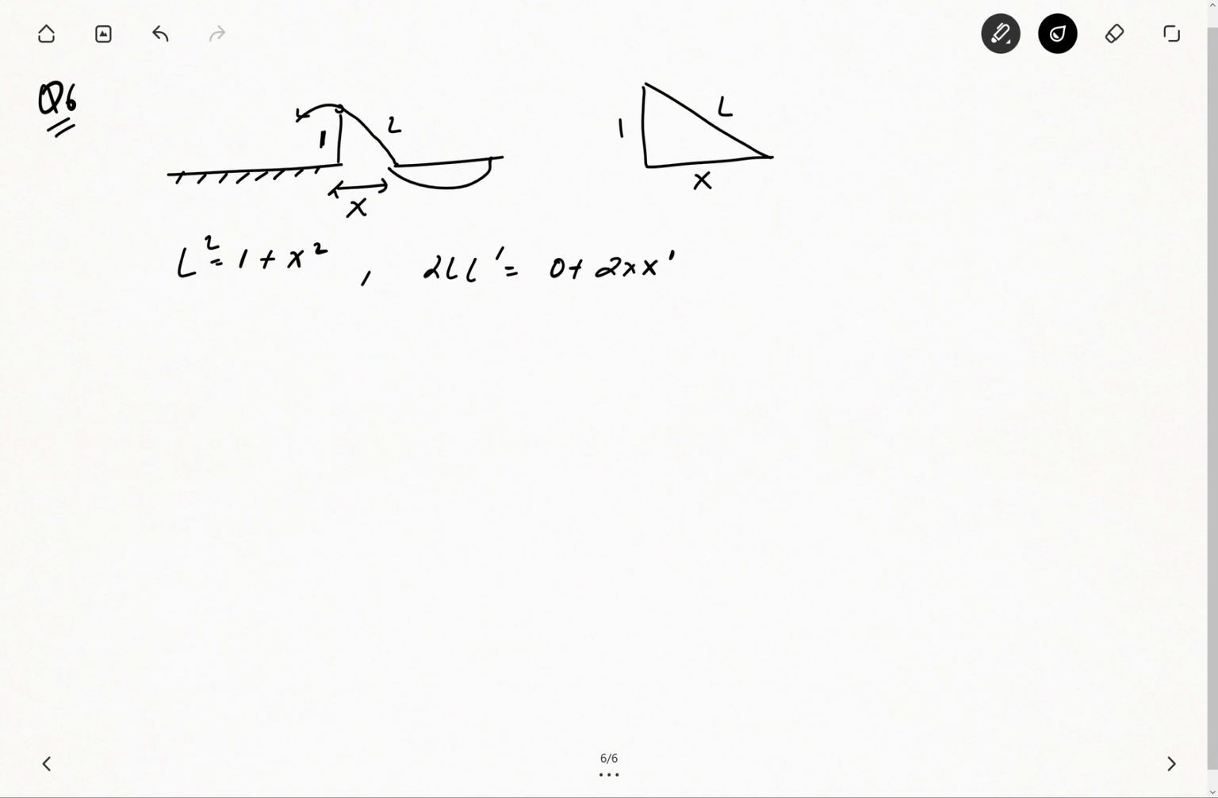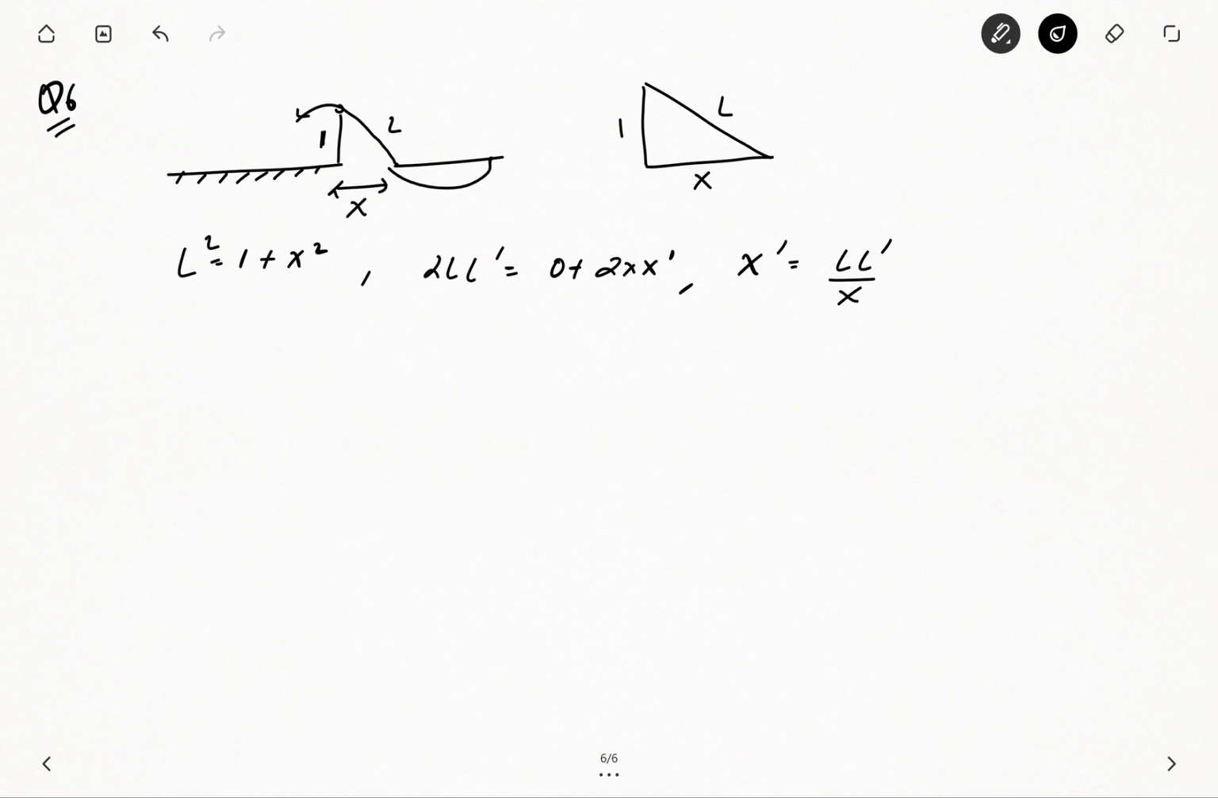What are we trying to look for? We're trying to look for how fast the boat is approaching the dock. That quantity in our case is going to be given by X prime. So from this, when you isolate for X prime, what do you get? You'll get L L prime over X. So we need the L, we need the L prime, we need the X value at that moment.